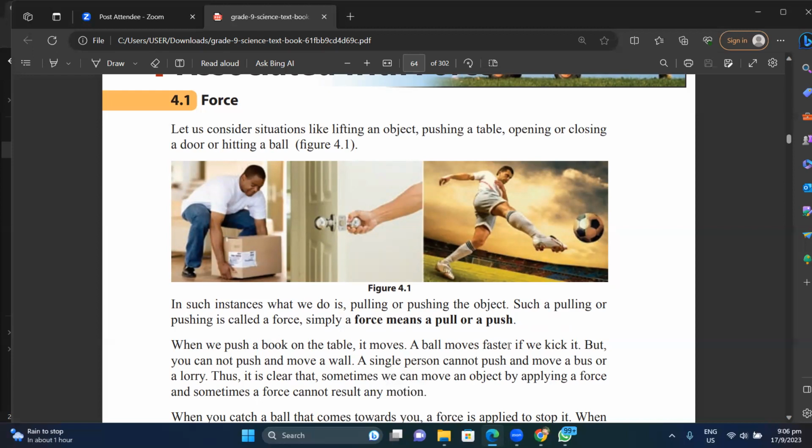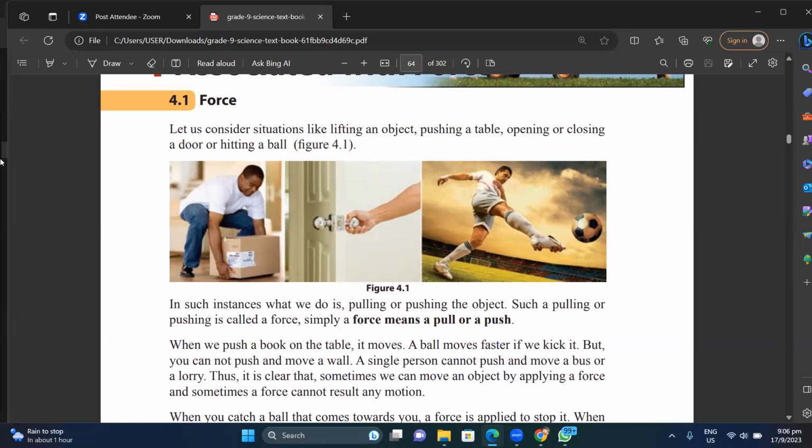We can change the speed of the motion. Okay, we can change the speed of the motion. We can move objects. We can change the speed of the motion. Yes, the direction of the object can be changed. The shape of the object can be changed. Right? Likewise, we can do a lot of things by providing a force.